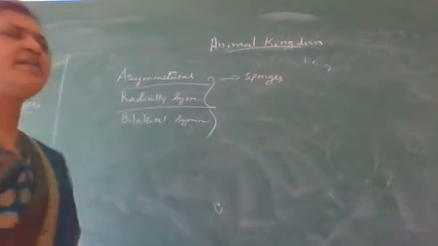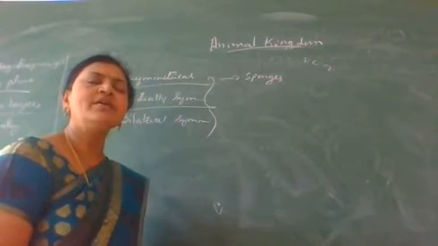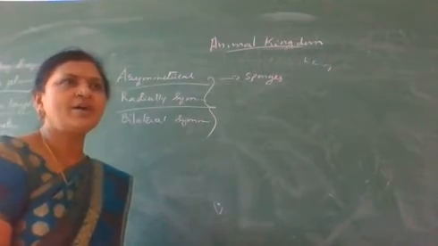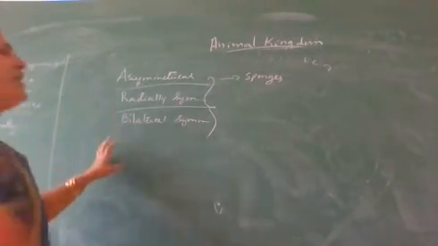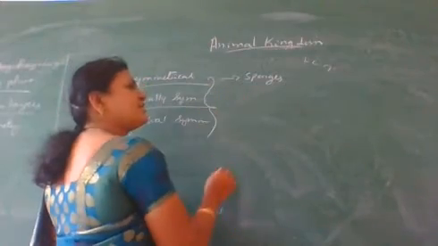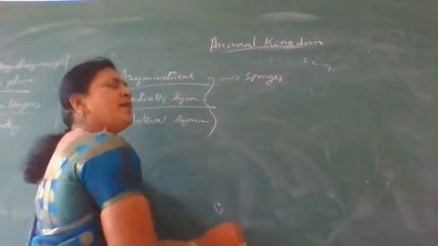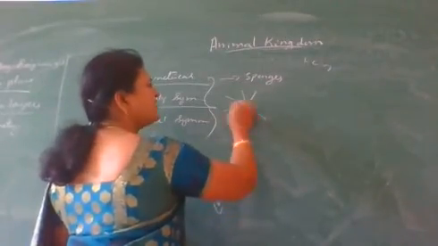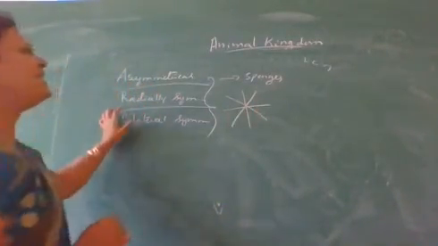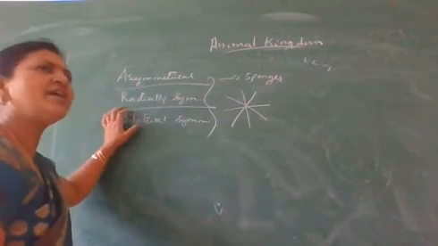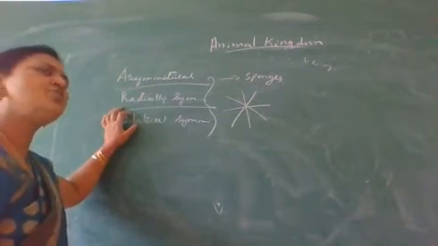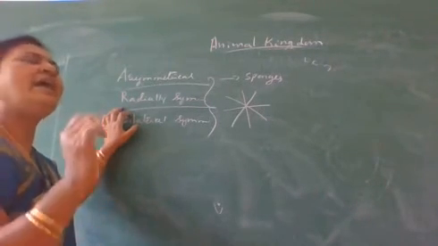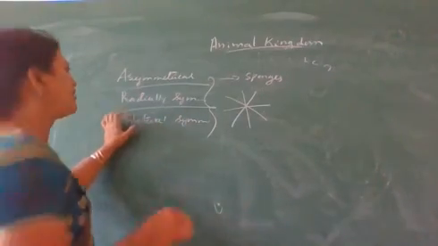Radially symmetrical animals are those where the plane of division passes through any plane of the body axis and gives two equal halves. That is called radially symmetrical. Radially symmetrical animals give two equal parts when the plane of division passes through any axis of the body.